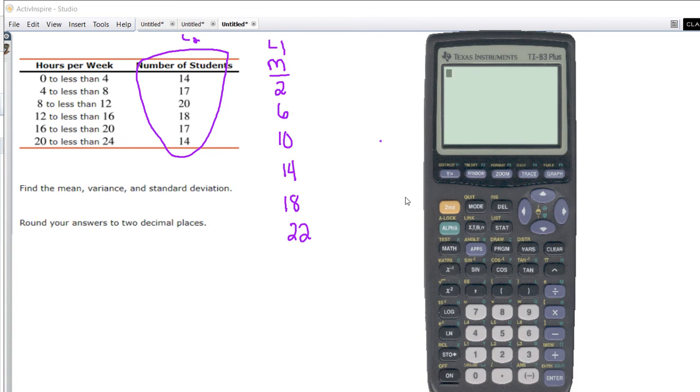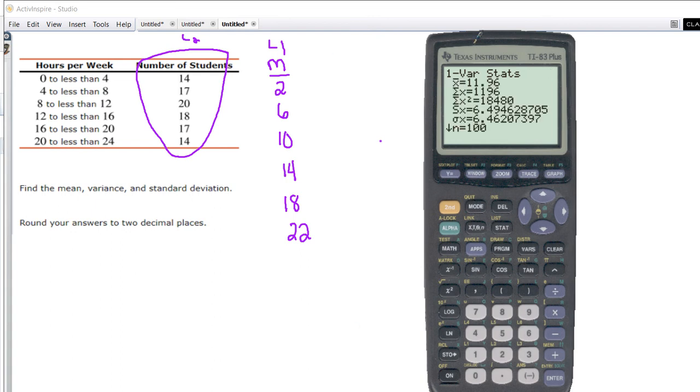Then what I want to do is calculate my one variable statistics for both of these. So I'm going to go to Stat, and then go over to Calc, hit Enter, and then I'm going to do L1, comma, L2. To get my L1, I can grab that here in this little yellow above the 1, so second, L1. Then my comma button is right above the 7, comma, and then L2, second 2 for L2.